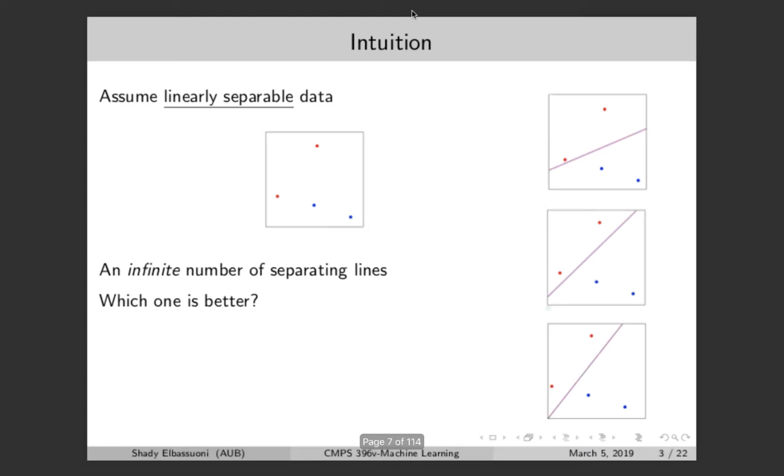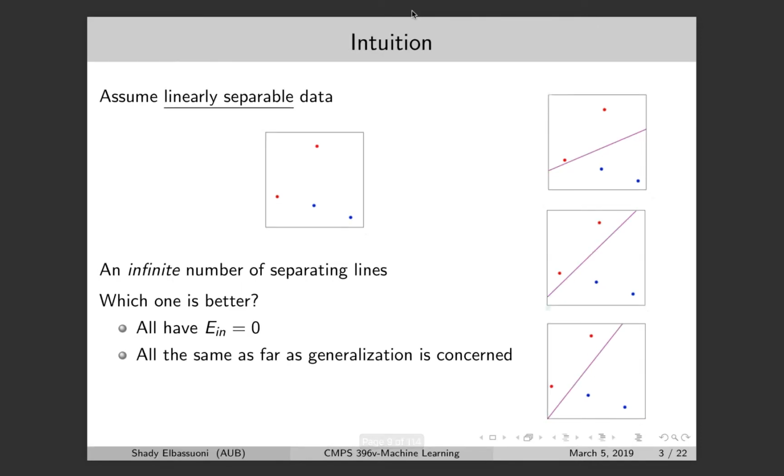They're all the same with respect to the in-sample error. All have an in-sample error of 0 because they correctly classify all four points. All the same as far as generalization is concerned because they're lines, so the same number of parameters, and it's the same training set, so 4 points. But line 3 is least overfit to the data, obviously. It would not classify new points wrong as much as line 1, for instance.